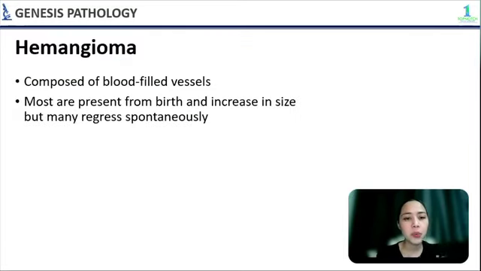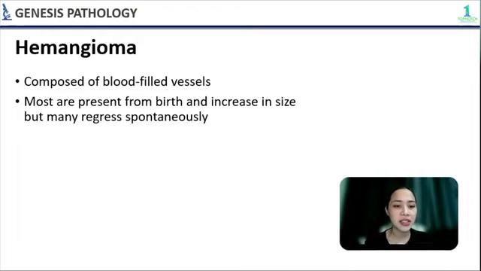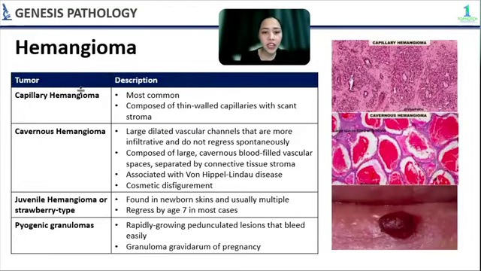And finally, we have tumors. Hemangiomas are very common tumors and are composed of blood-filled vessels. They are usually present at birth. They can initially increase in size, but a lot of them spontaneously regress. Capillary hemangiomas are most common. They can occur in the skin, subcutaneous tissue, oral cavities, and lips. Histologically, they are composed of thin-walled capillaries with scant stroma.